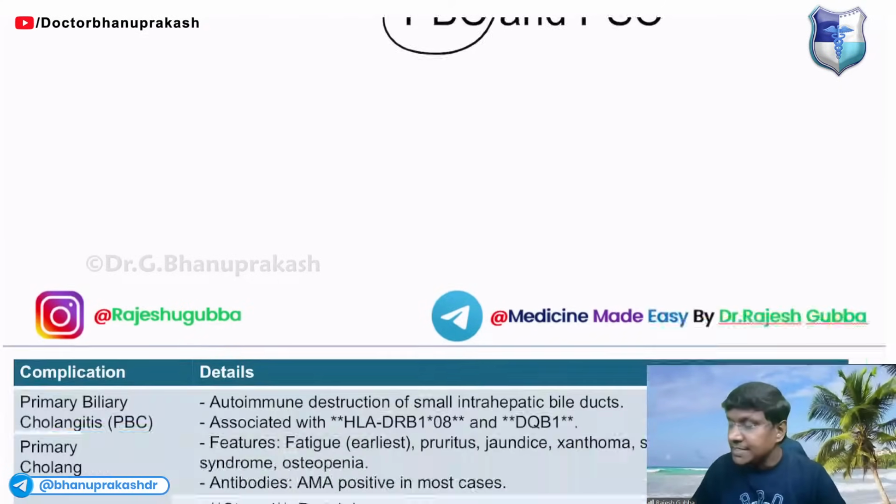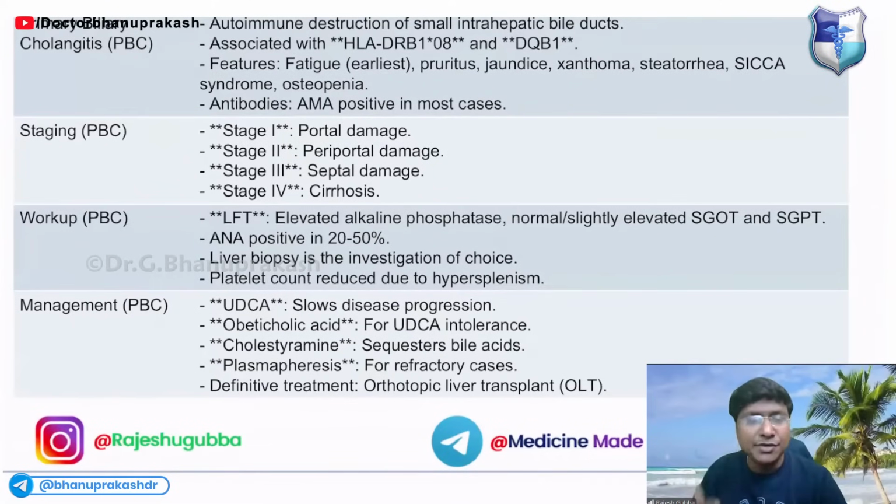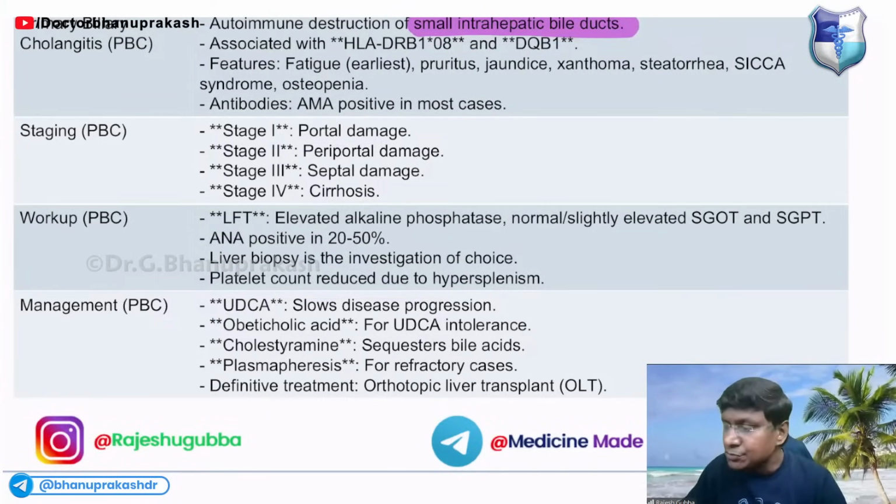Okay. Now, if you take primary biliary cholangitis, let me tell you, it's an autoimmune condition and there is damage to the bile ducts. Which particular bile ducts are affected? That is mainly the intrahepatic bile ducts that are damaged, right? Small intrahepatic bile ducts are damaged.